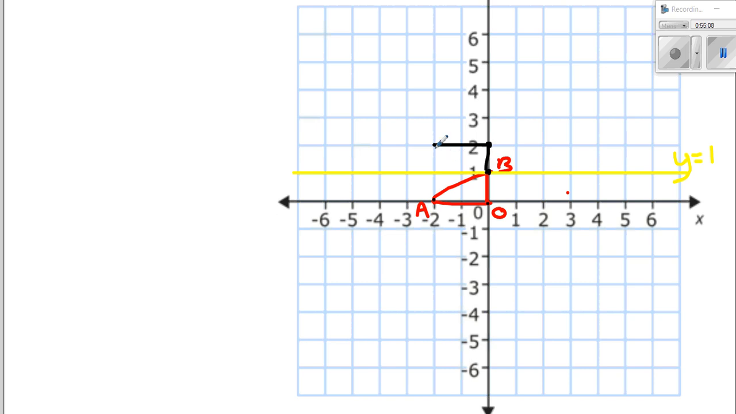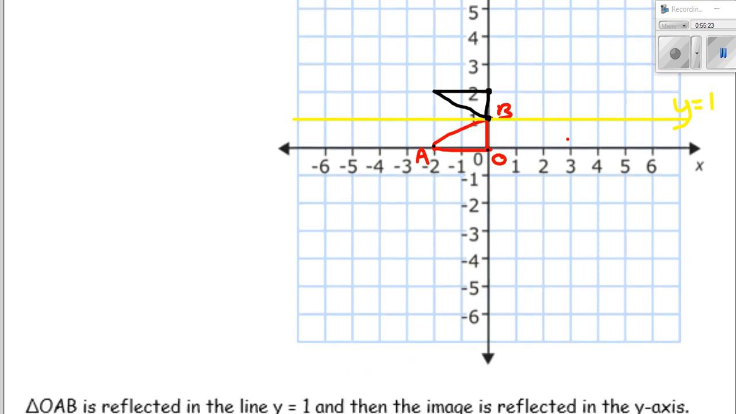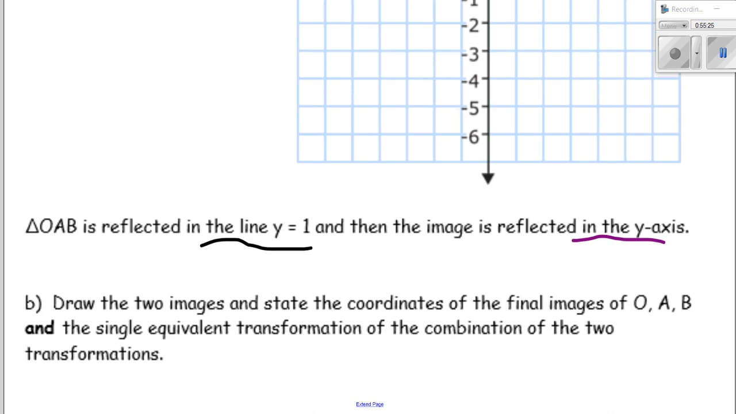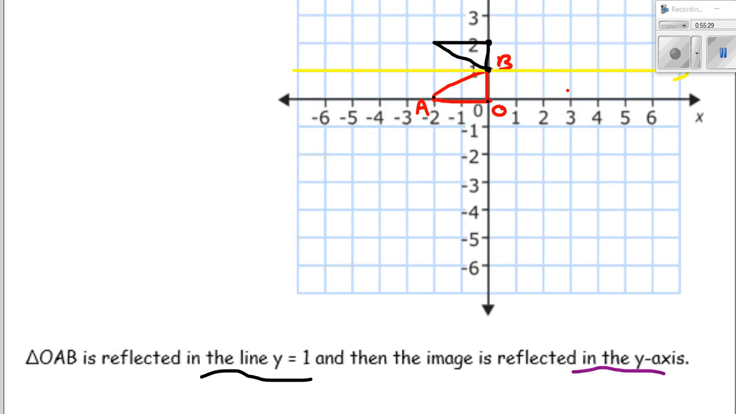So if you've got a nice pen, as opposed to what I have, you might want to mark this one as being O dash, this one as being A dash. My pens are playing up, so I'm not going to do that, but you should maybe do that if you feel like it. So now I've got to do the purple one. So we're doing lots of things in one step.